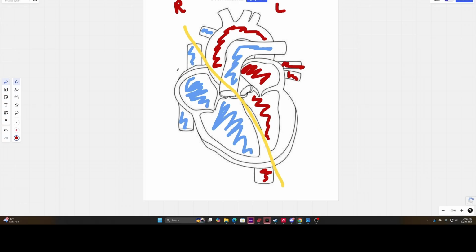And remember I told you earlier, the right side of the heart, aka left from our view, is mainly where deoxygenated blood goes into as it enters the superior vena cava and the inferior vena cava. And then the left side of the heart, this side down here, or all around here, is where oxygenated blood goes into.